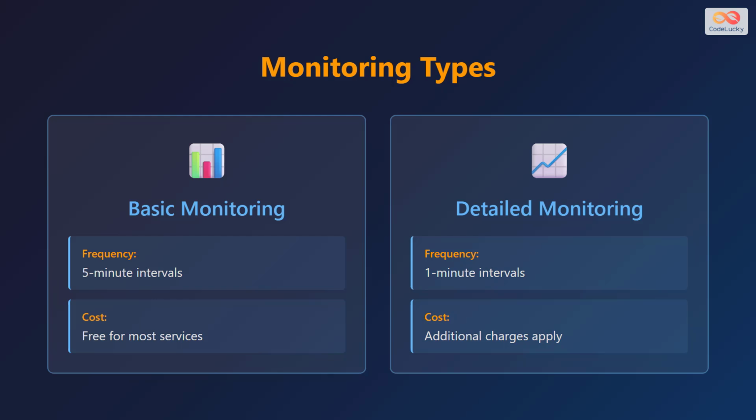CloudWatch offers two types of monitoring with different levels of granularity. Basic monitoring is the default option and collects metrics at 5-minute intervals. It's free for most AWS services, making it a cost-effective choice for general monitoring needs. Detailed monitoring, on the other hand, collects metrics at 1-minute intervals, providing higher resolution data for more responsive monitoring. However, additional charges apply for detailed monitoring. The choice between basic and detailed monitoring depends on how quickly you need to detect and respond to changes in your environment. For production systems requiring rapid response times, detailed monitoring is often worth the additional cost.